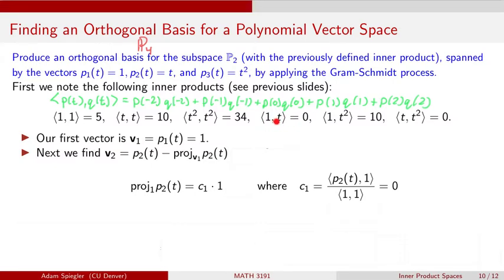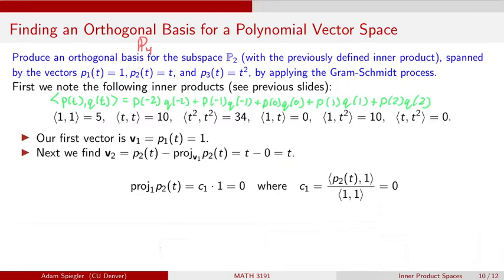So we actually didn't have to do all of this. I just want to be thorough about it to say that because V2 and V1 are orthogonal to each other, there is no component of P2 which is in the same direction as V1. So this projection is equal to 0, and the second vector is already orthogonal to the first vector, so we are just going to pick the second vector for our basis to be t.